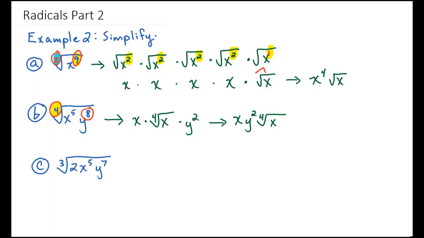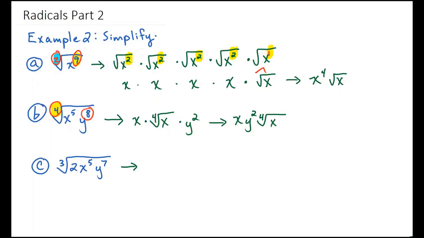Let's do the cube root of 2 x to the fifth y to the seventh. So in this example, we're going to be doing sets of 3. With the 2, the cube root of 2, there's no partnerships in there, there's no tripleships in there. I don't think tripleship's really a word, but let's go with it. So that'll just have to be the cube root of 2.